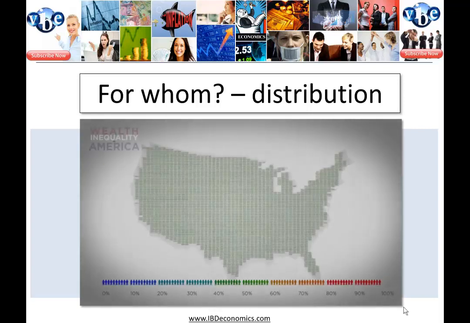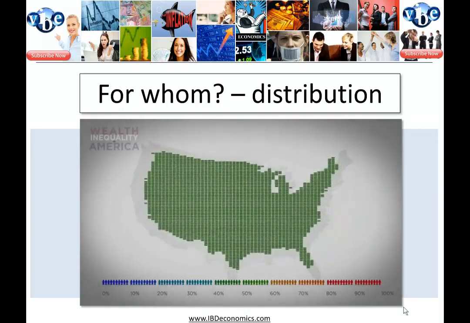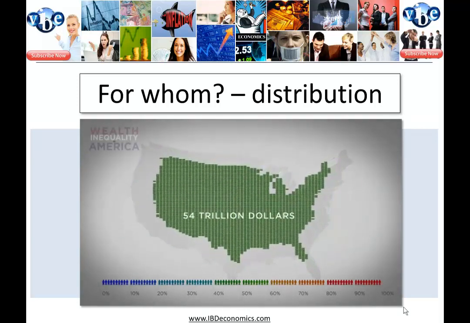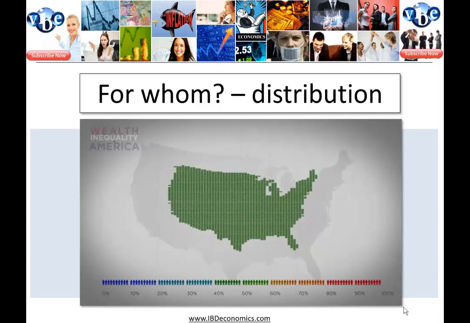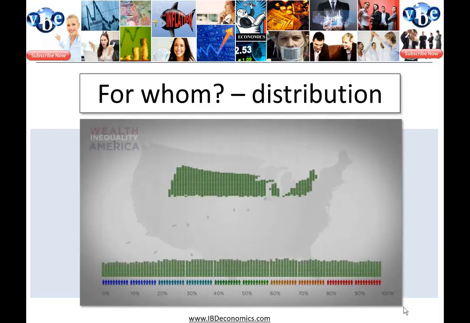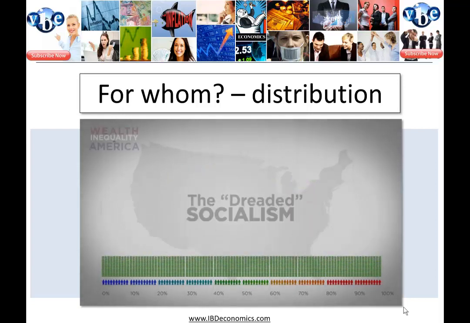Now, let's reduce the total wealth of the United States, which was roughly $54 trillion in 2009, to this symbolic pile of cash. And let's distribute it among our 100 Americans. Well, here's socialism, all the wealth of the country distributed equally. We all know that won't work.